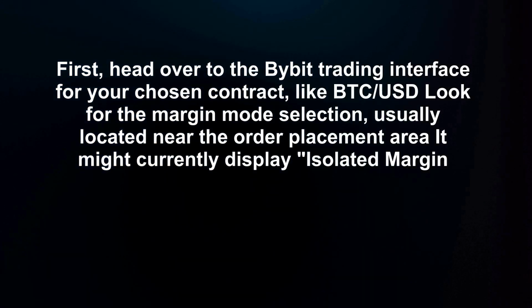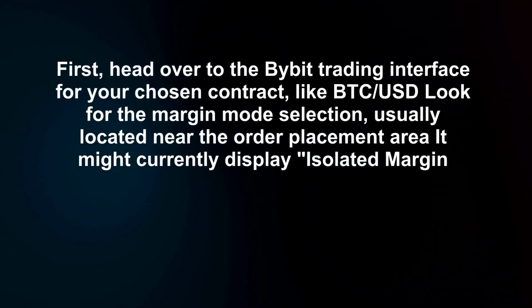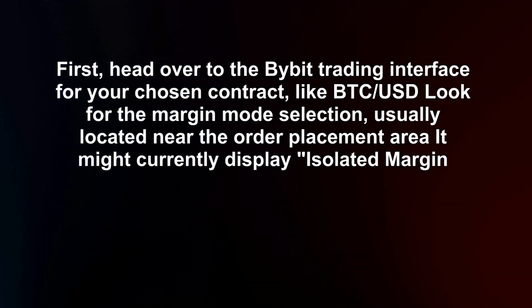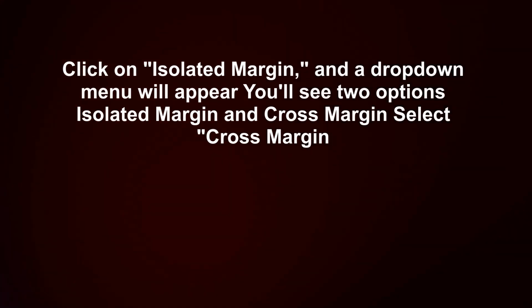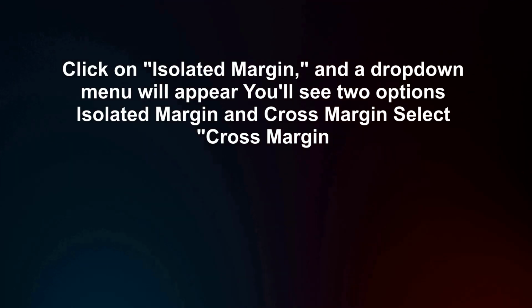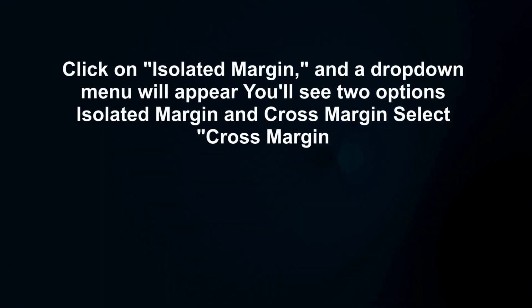Look for the margin mode selection. Usually located near the order placement area, it might currently display isolated margin. Click on isolated margin, and a drop-down menu will appear. You'll see two options, isolated margin and cross margin.